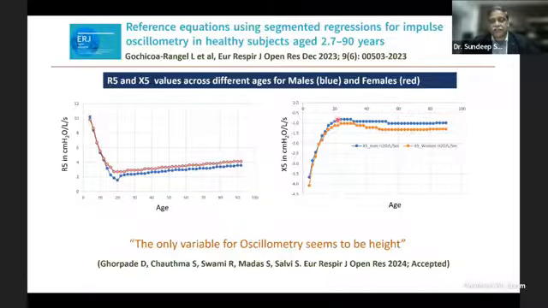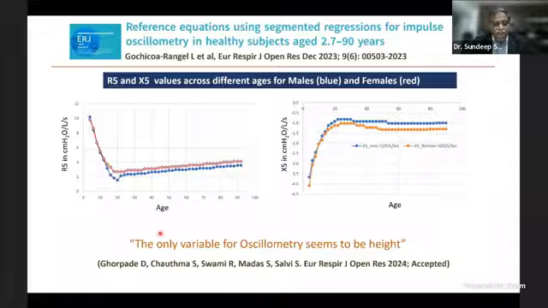The same thing you see in the reactance values. The apparent difference that you see between females in the red and the males in blue is only attributed to height. So we very recently wrote a letter to the journal, the European Respiratory Journal Open Research, arguing that the only variable for oscillometry seems to be height. Gender is not important. In adulthood, age is not important.